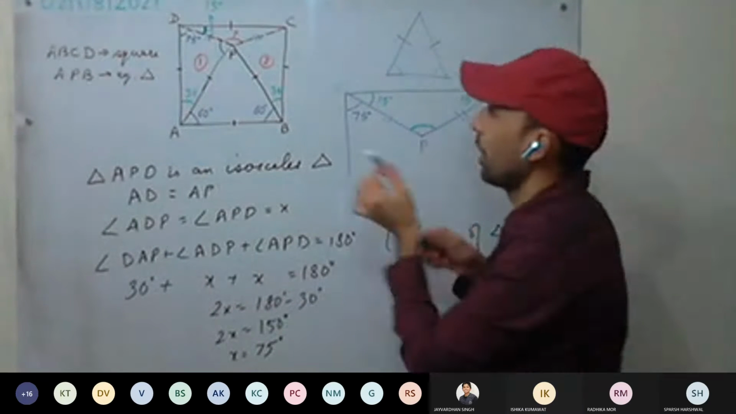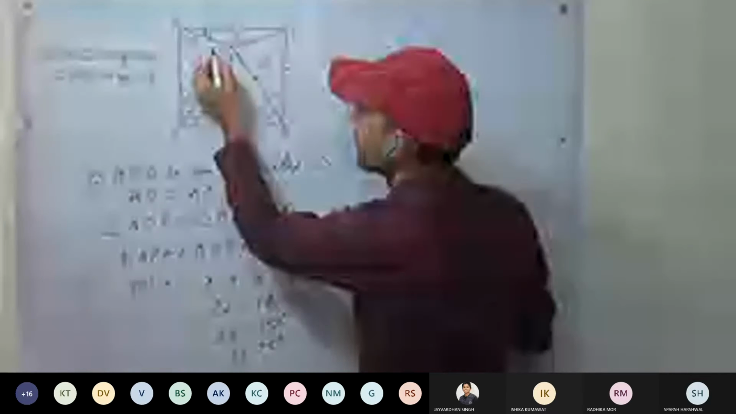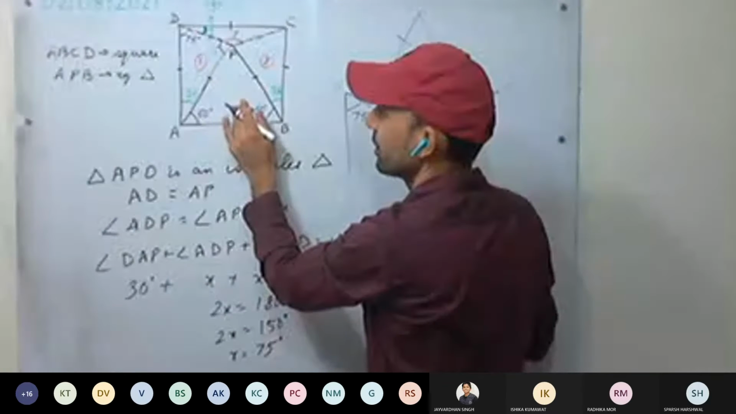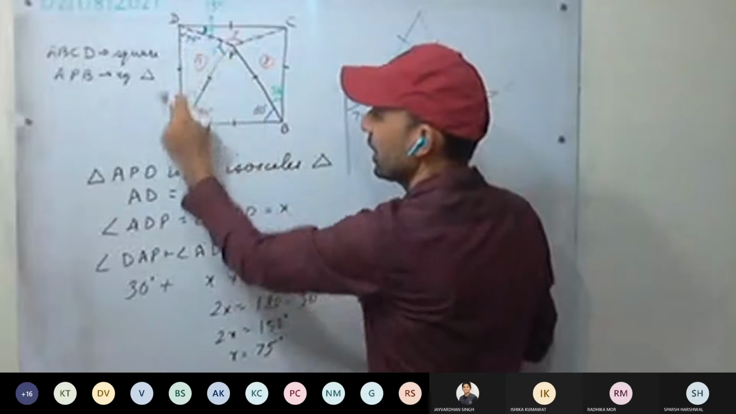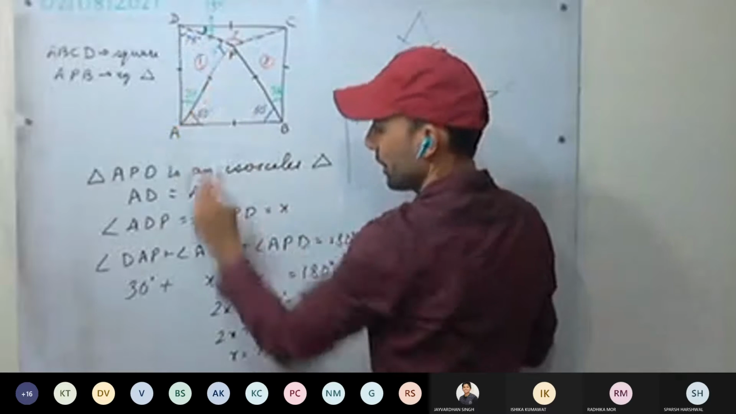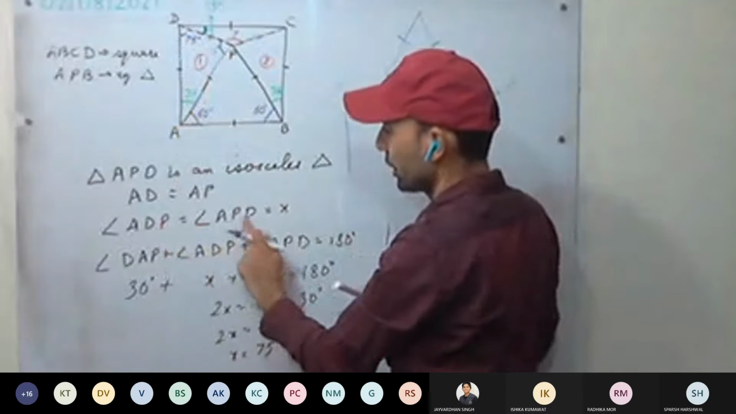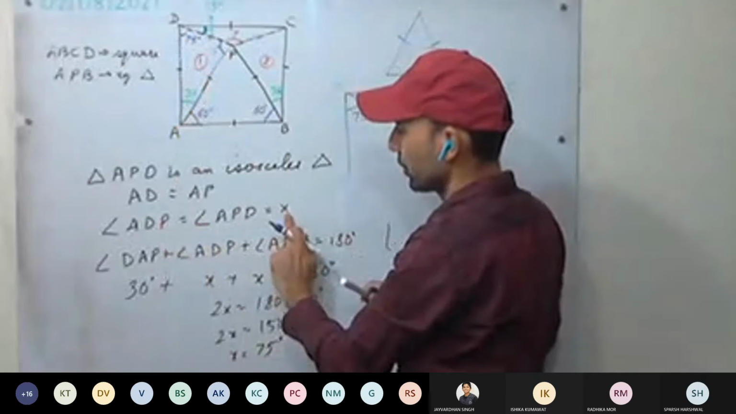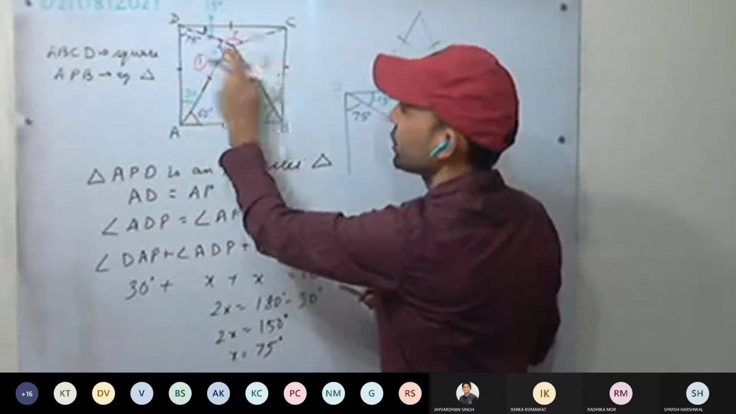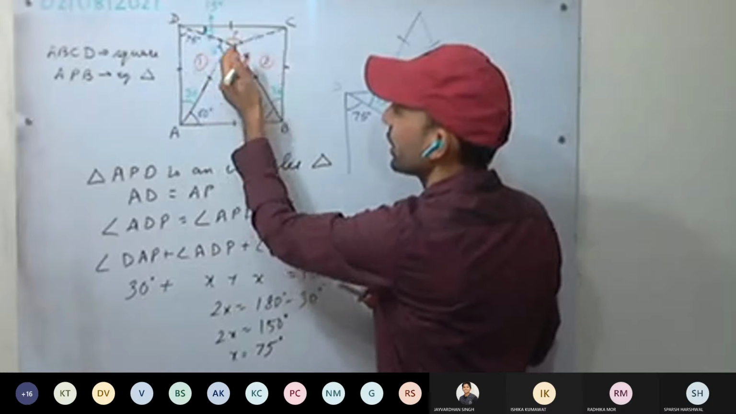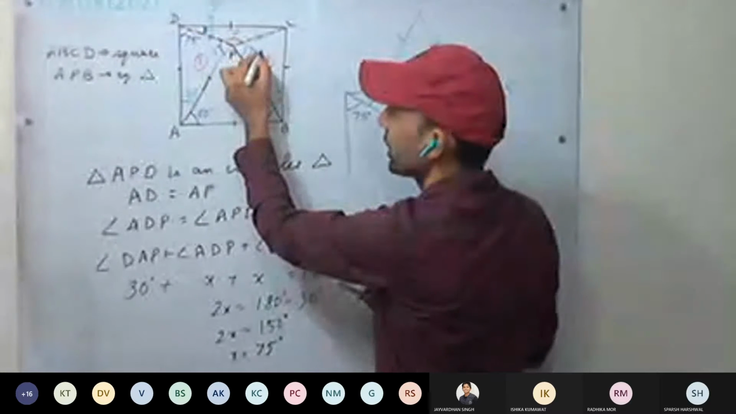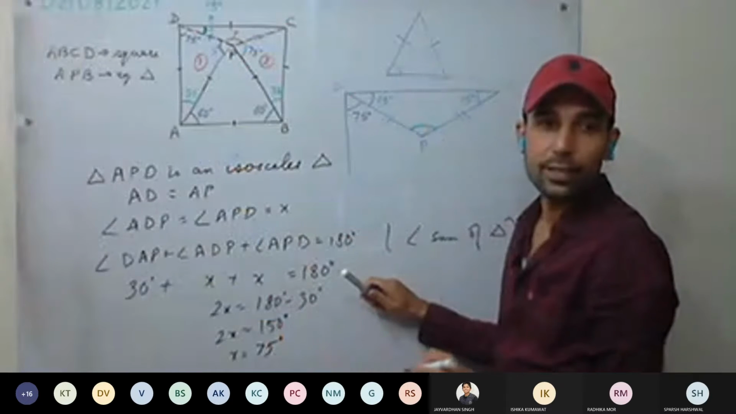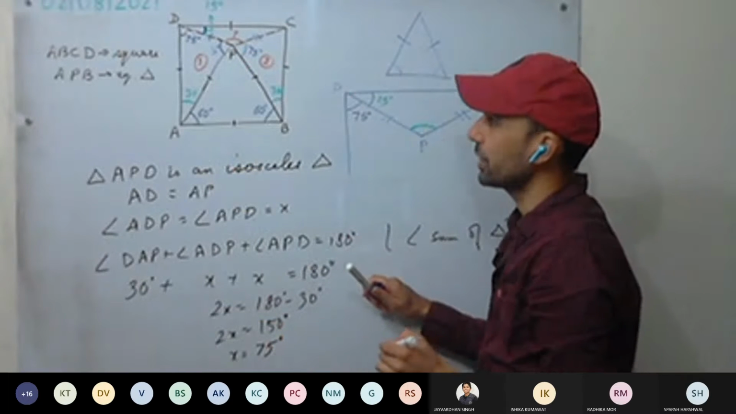See here. How much angle is this one? 75 degree. This will be 75 degree as well. Isosceles triangle, we have calculated them as well. X equal to 75. This equal to this equal to X. So this is 75, this is 75 degree. These two triangles are congruent, it means this angle will be 75 degree as well. This angle as well will be 75 degree.